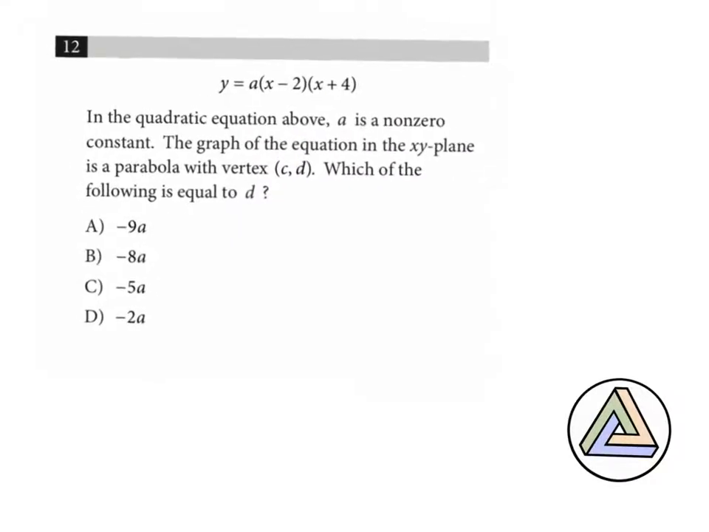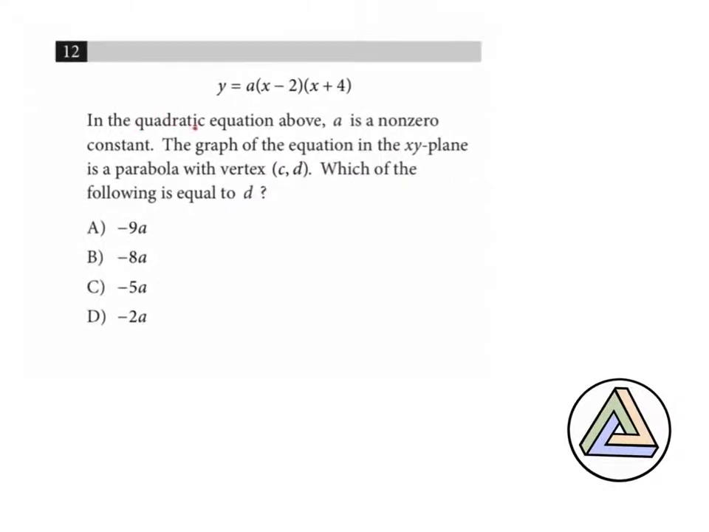Okay, so this one, in the quadratic equation above, a is a non-zero constant. The graph of the equation in the xy plane is a parabola with vertex (C, D). Which of the following is equal to D? Okay, so yeah, D is the y-coordinate of the vertex.